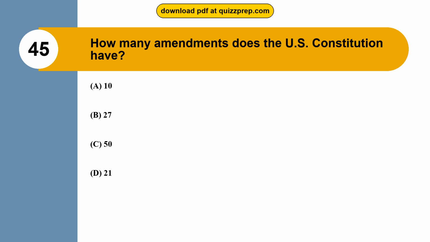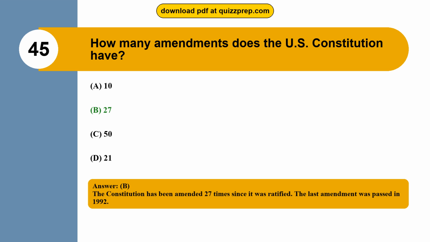Question 45. How many amendments does the U.S. Constitution have? Option A, 10. Option B, 27. Option C, 50. Option D, 21. The correct answer is option B, 27. The Constitution has been amended 27 times since it was ratified. The last amendment was passed in 1992.